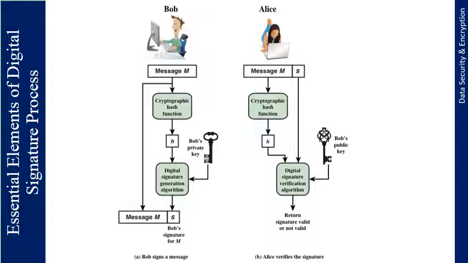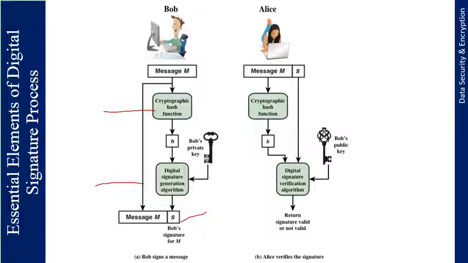For this purpose, Bob uses a secure hash function such as SHA-512 to generate a hash value for the message. That hash value, together with Bob's private key, serves as input to a digital signature algorithm, which produces a short block of bits that functions as the digital signature. Bob sends the message with the signature attached.